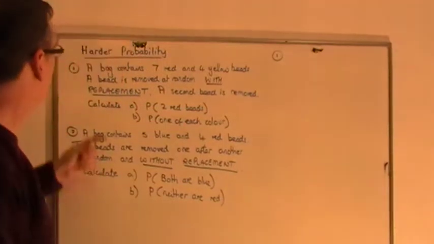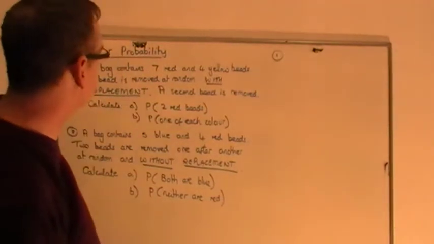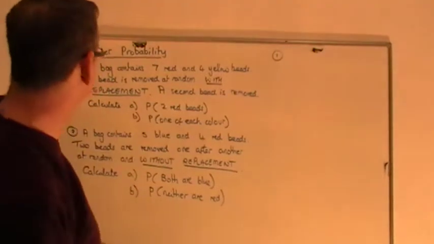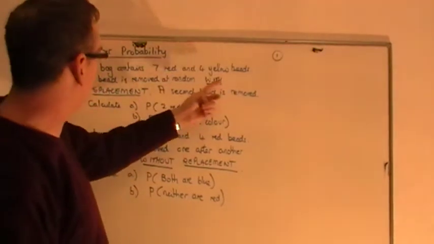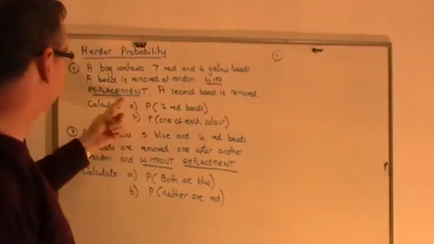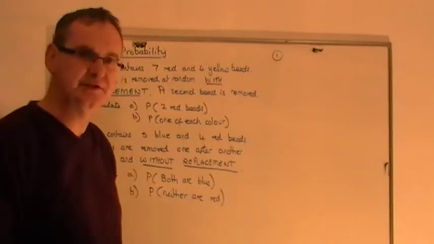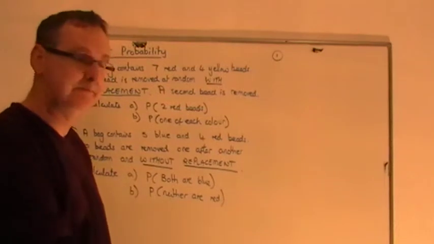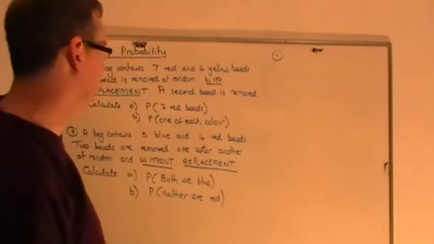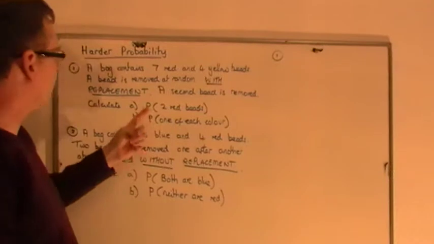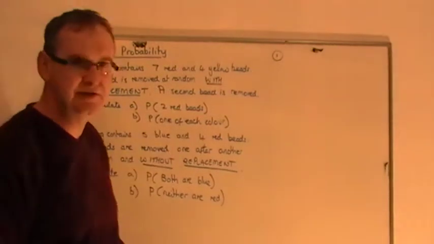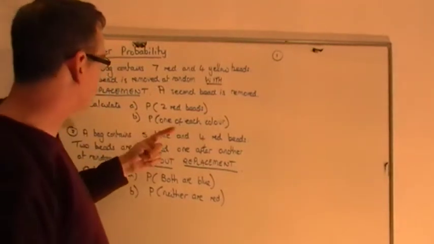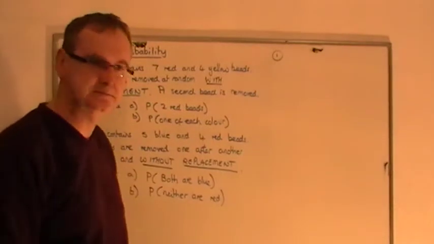Okay, here's number 1. A bag contains 7 red and 4 yellow beads. A bead is removed at random with replacement. Notice I've emphasised with replacement. So that means a bead is removed and then it's put back. A second bead is removed. Calculate part A, the probability of getting 2 red beads. Part B, the probability of getting 1 of each colour.